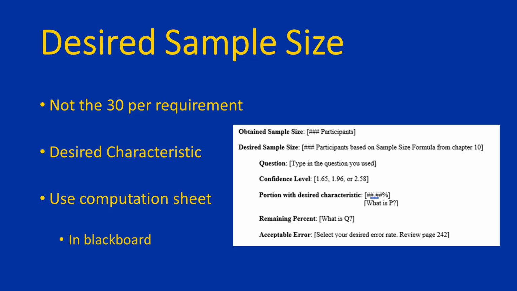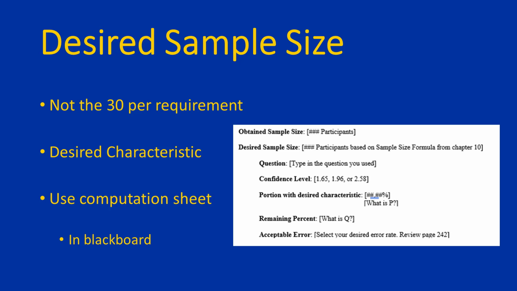To complete this section, you need to select a question from your survey, ideally a dichotomous question. Type the question without the answer options in the provided space. Next, identify the level of confidence you use to compute your answer. The most common option is 1.96. You can pick this or either of the other 2 options. None of them are wrong.